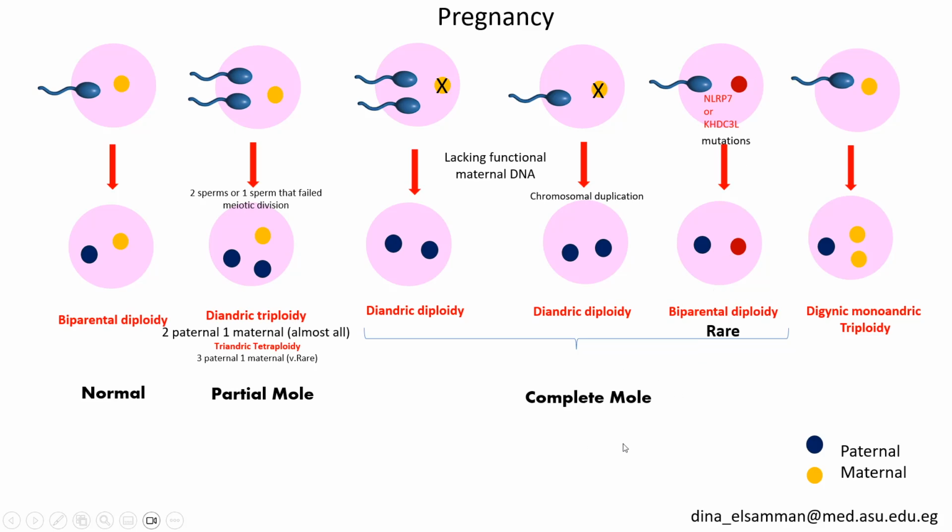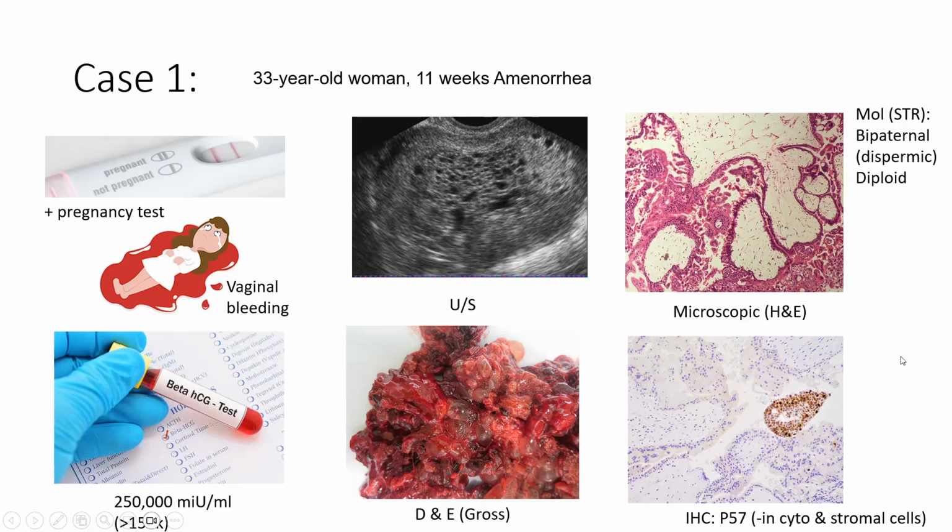So this again results in complete mole. The last key scenario that I chose to mention today as an example between all these is actually the digynic monoandric triploidy. This is not an example of a GTD, but it comes within the differential diagnosis of GTDs. We have a single sperm and a single ovum, with duplication of the maternal material, so we have a triploidy: 1, 2, 3, two from the mother, so they are called digynic, and one from the father, that's monoandric, and this is a triploid.